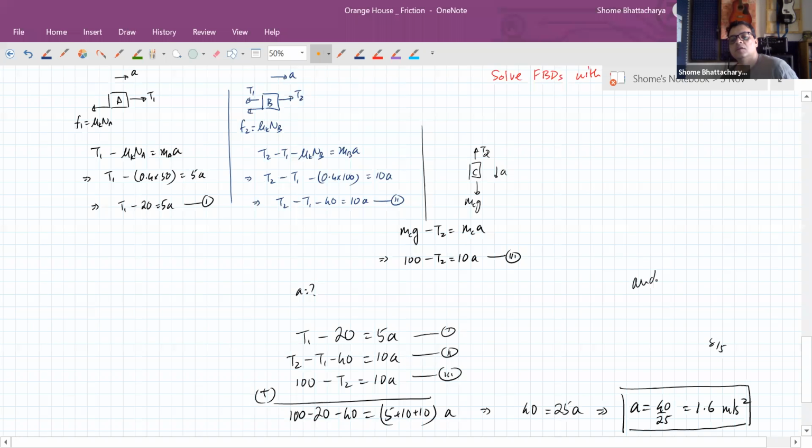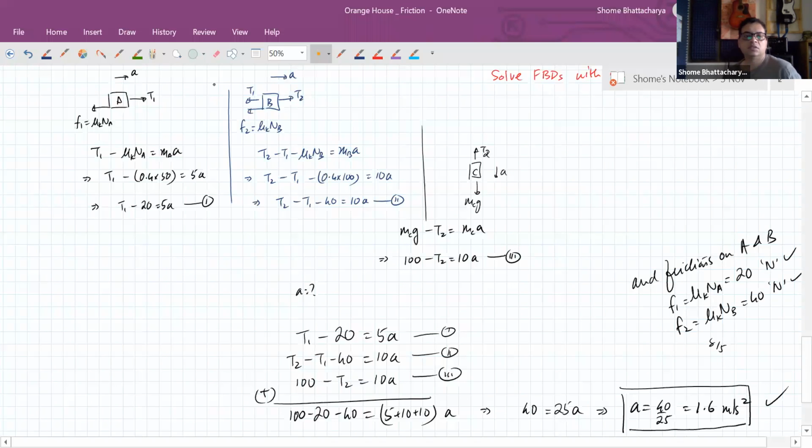And frictions on A and B are this much, 20 newtons and 40 newtons. So additionally these two things along with this is the complete answer.